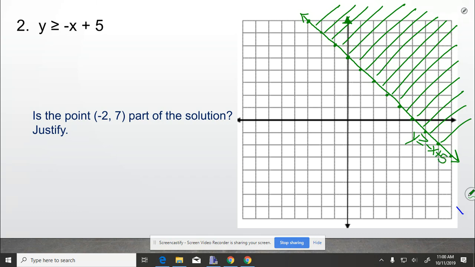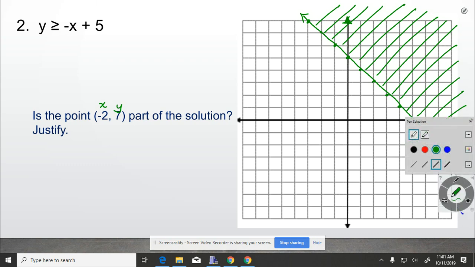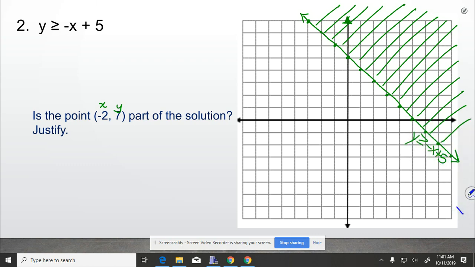All right, so now we want to justify or solve to see if the point -2, 7 is part of the solution. By doing the work, you are justifying. So again, this would be the x and this would be the y. Let's check to see where that point lies. So if I actually look for the point -2, 7, it's left 2, up 7. It would be this point right here. So since it's on the line, it should satisfy the inequality.